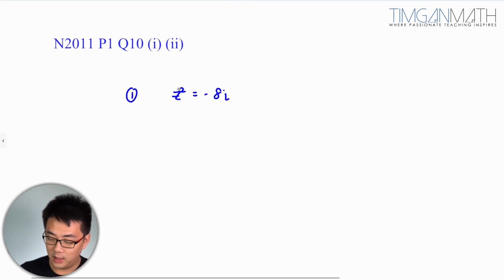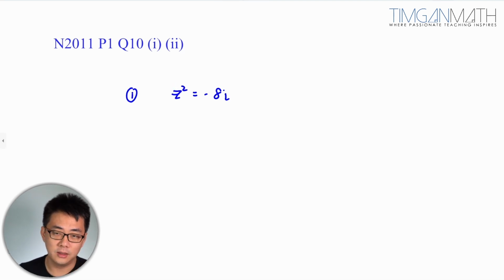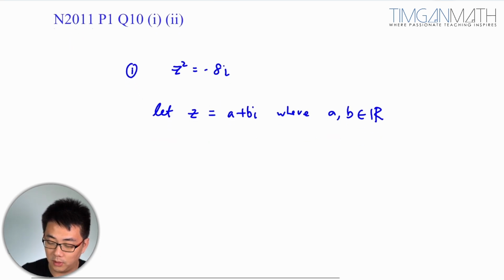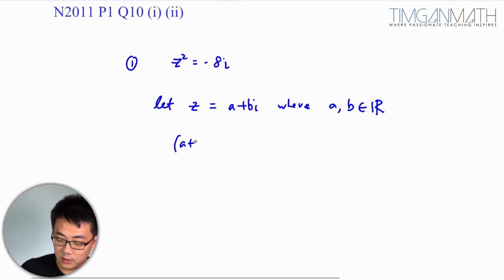So we are told to find z1 and z2 in exact Cartesian form, exactly, because we're not supposed to use a calculator. In this case, we let z equal a plus bi, a complex number where a and b are real. It has to be real. Then we expand the square, a plus bi squared, which is a squared plus 2abi plus b squared i squared, which is minus b squared.